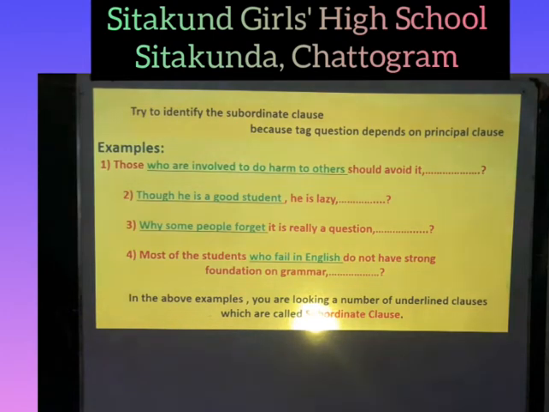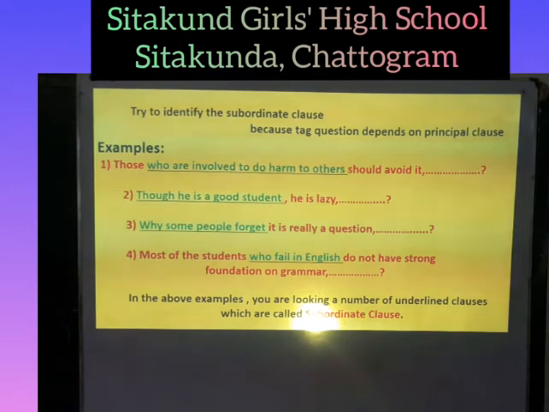Dear students, in the above examples, you are looking at a number of underlined clauses, which are called subordinate clauses. So you are looking at an underlined clause, who are involved. In the first example, you are looking at who are involved to do harm to others. So this underlined clause is called a subordinate clause.